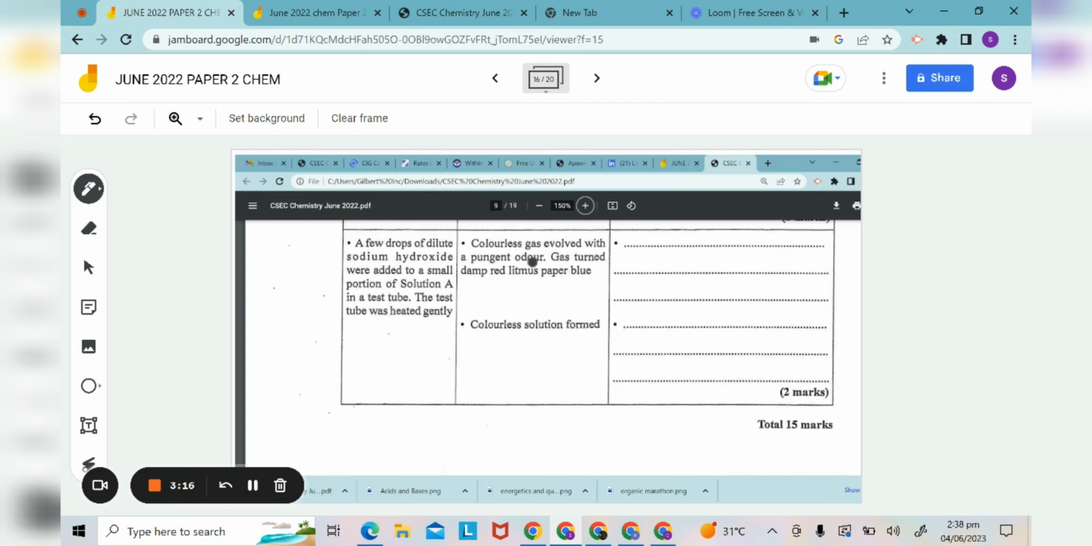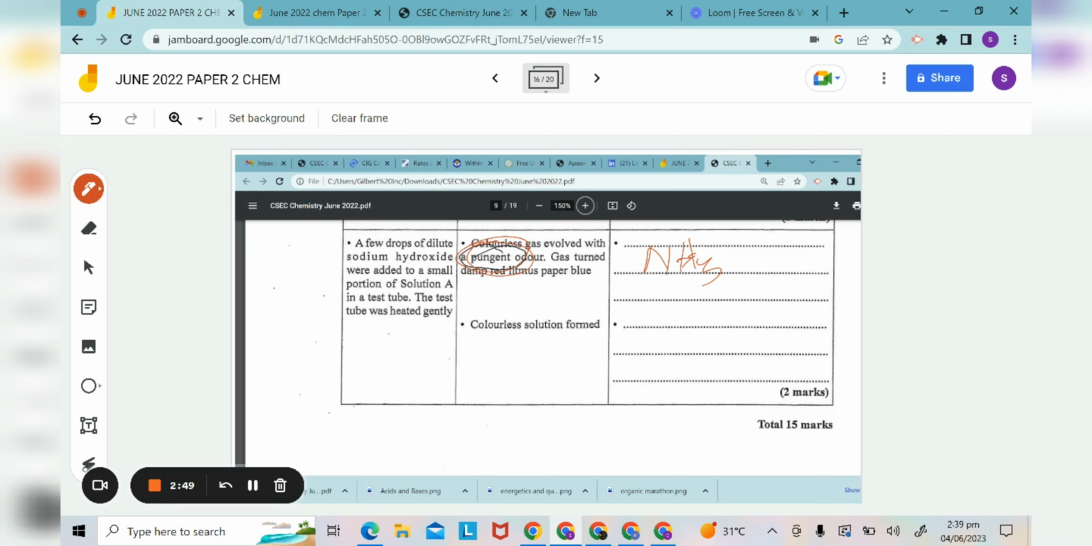Colorless gas evolved with a pungent odor. Gas turned damp red litmus paper blue. And of course, once you see pungent, there's only one gas that we're accustomed to at the CSEC level, which is pungent, and that is ammonia, right? And ammonia is a basic gas, so it's going to change damp litmus paper blue for that purpose. Okay, so yeah, ammonia.